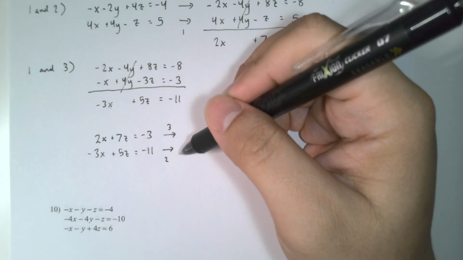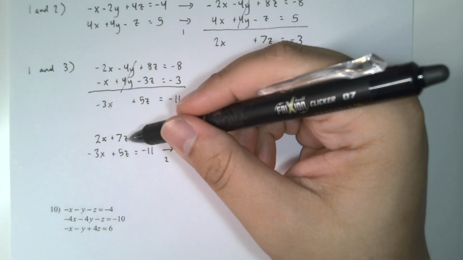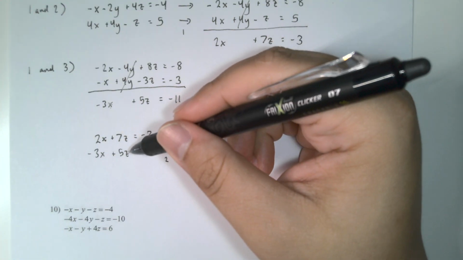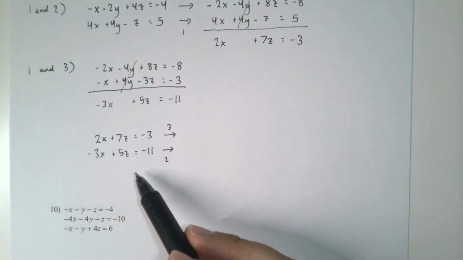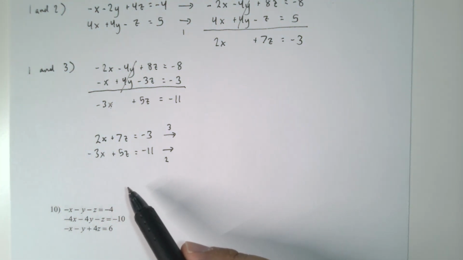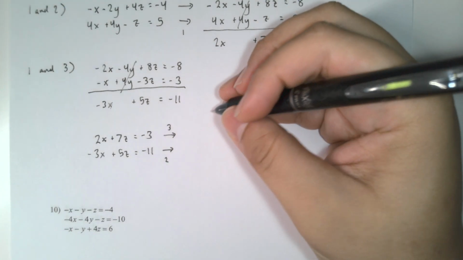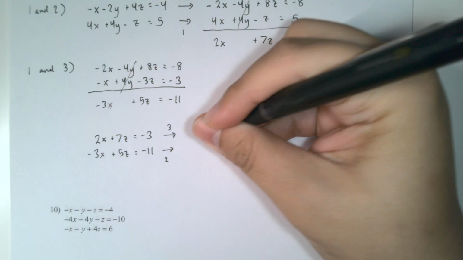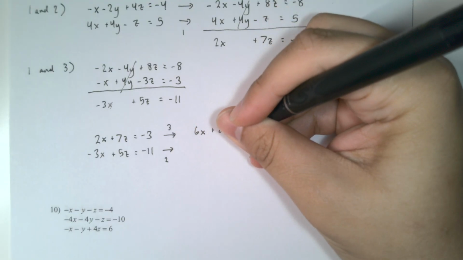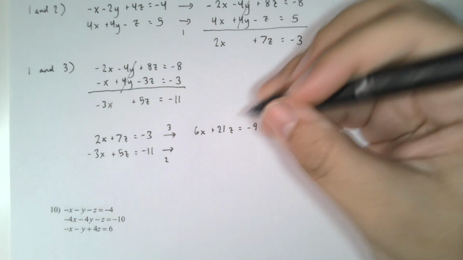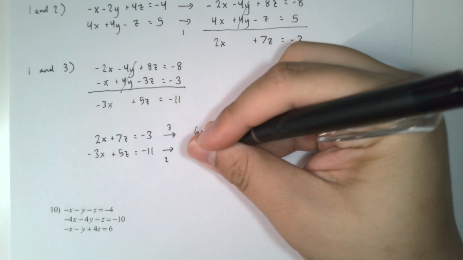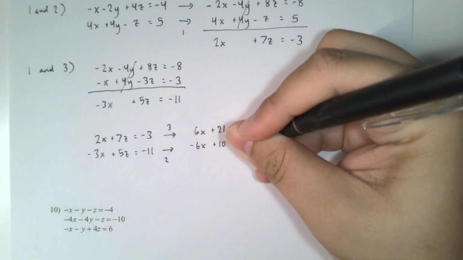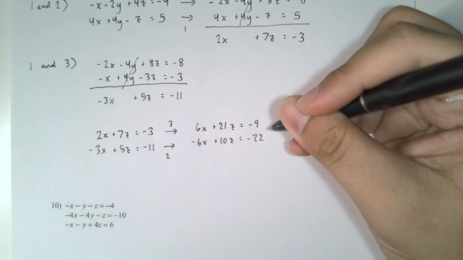The x's will cancel. Now, of course, we can eliminate z as well, but that's going to require multiplying by like a 5 up here and a negative 7 down here. The numbers are going to get a little bit bigger, and we're more prone to making a mistake if we're doing this all in our heads. So smaller numbers for the win here. Let's multiply the top one by 3. That's going to give us 6x plus 21z is equal to negative 9. And then the bottom one by 2 is going to be negative 6x plus 10z is equal to negative 22.